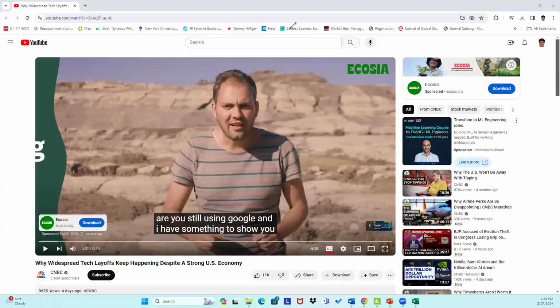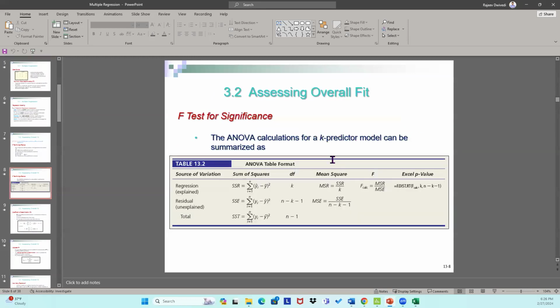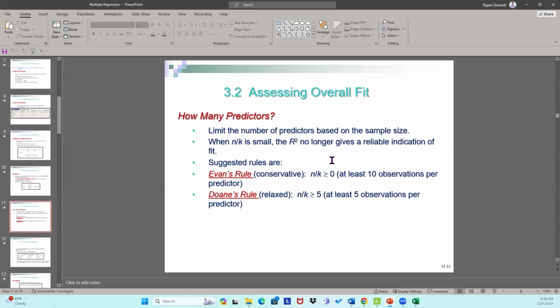Let me show you one more thing. Can you see my slides? Yes. Okay, now look into this. How many predictors are needed? This is the author or book author rule: N over K equal to or greater than 5, at least 5 observations per predictor. Here, at least 10 observations per predictor.